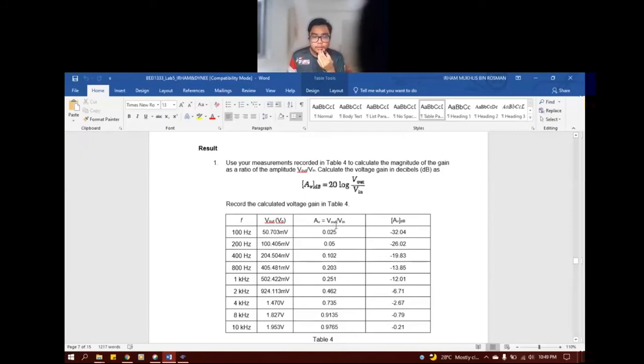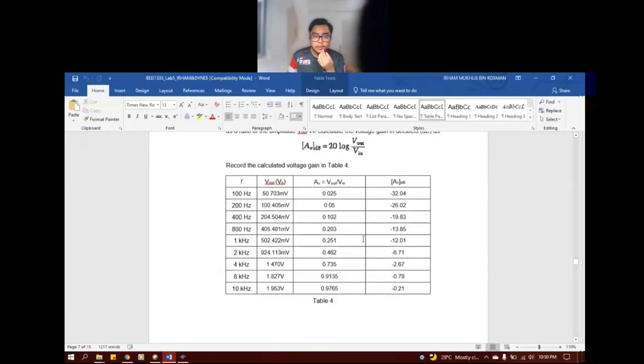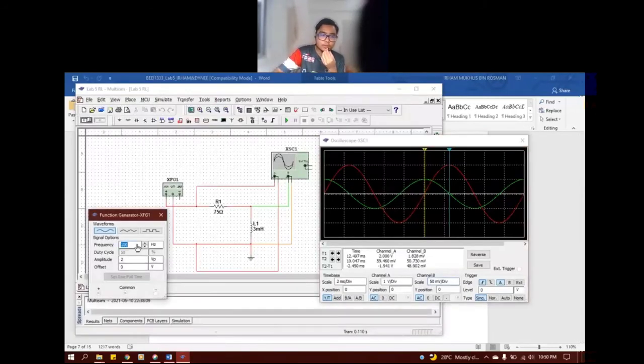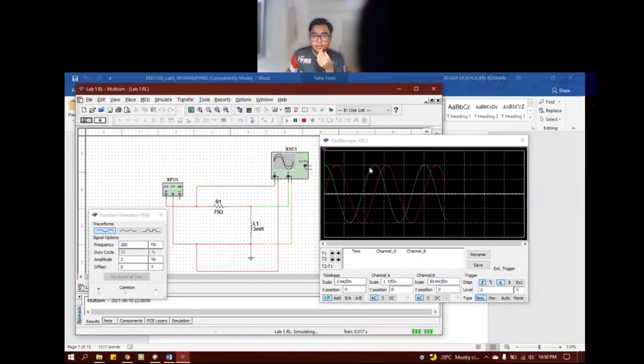Then V out over V in is this V out over the V in applied, which is 2 volt, so we get 0.025. And for the gain in dB, we use this formula, and this is what we get. The rest is the same as the others. For example, we adjust it to 200 Hz, and this is what we get.